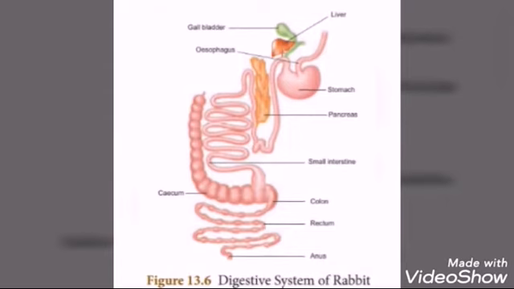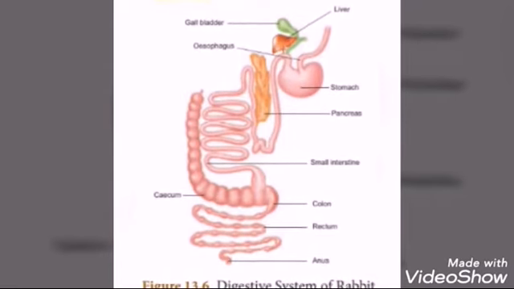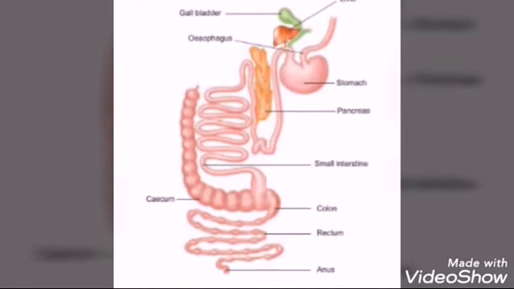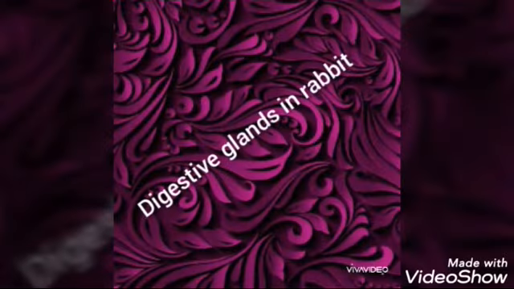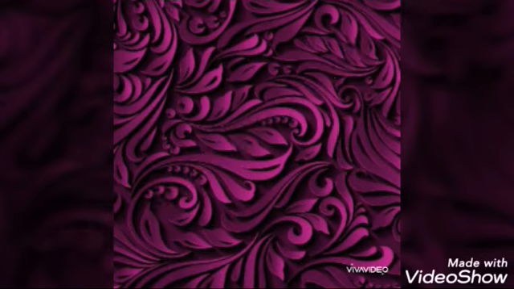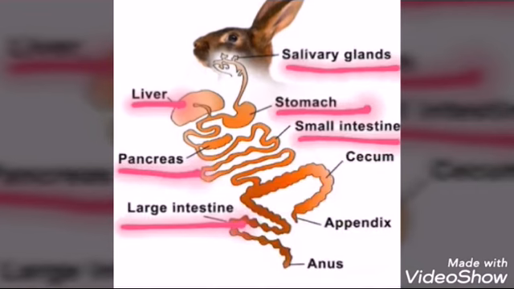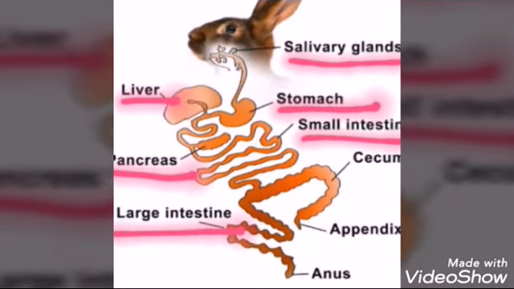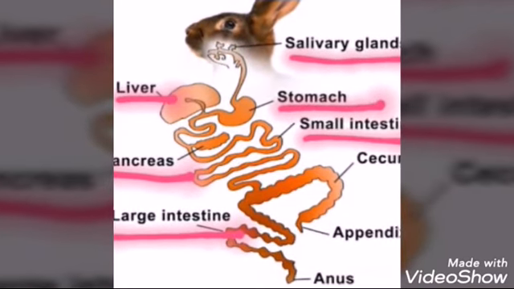The small intestine opens into large intestine. The large intestine has three parts: colon, rectum and anus. Next topic is digestive glands. The digestive glands are salivary glands, gastric glands, liver, pancreas and intestinal glands.